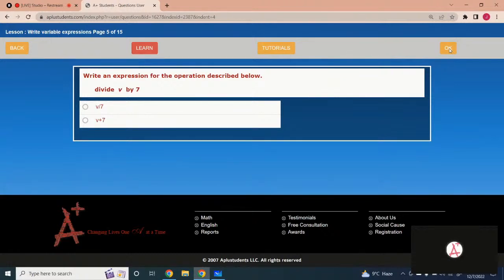Okay, write an expression for the operation described below. Divide V by 7. So which option is the correct one? Divide V by 7. So which operation is the correct one? It is V divided by 7. Got it?